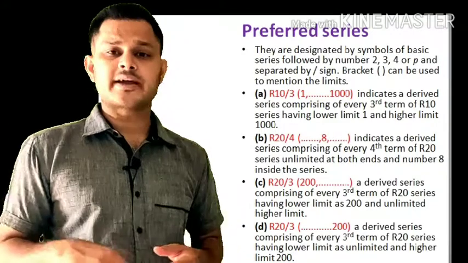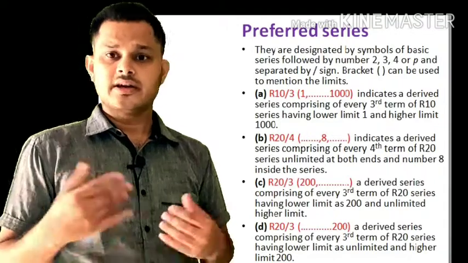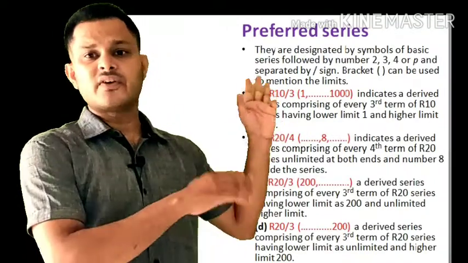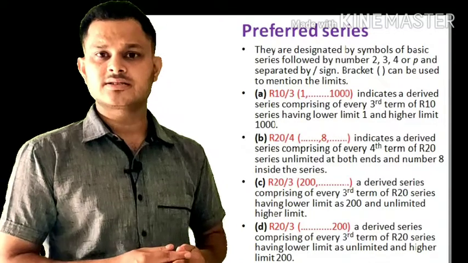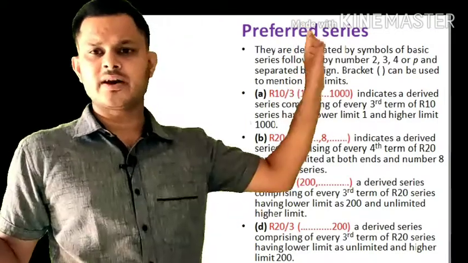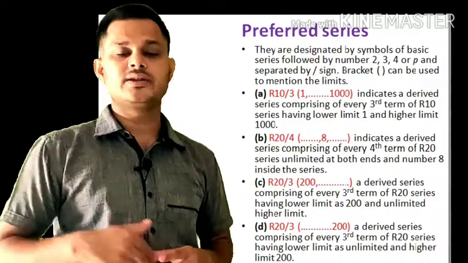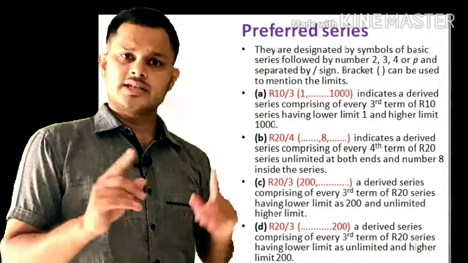R20/3 in bracket unlimited and then upper limit is 20. Here is a derived series comprising every third term of the R20 series, having the lower limit as unlimited. It will start from infinite but it will end at 200, that means it should be within 200. This was the first method.